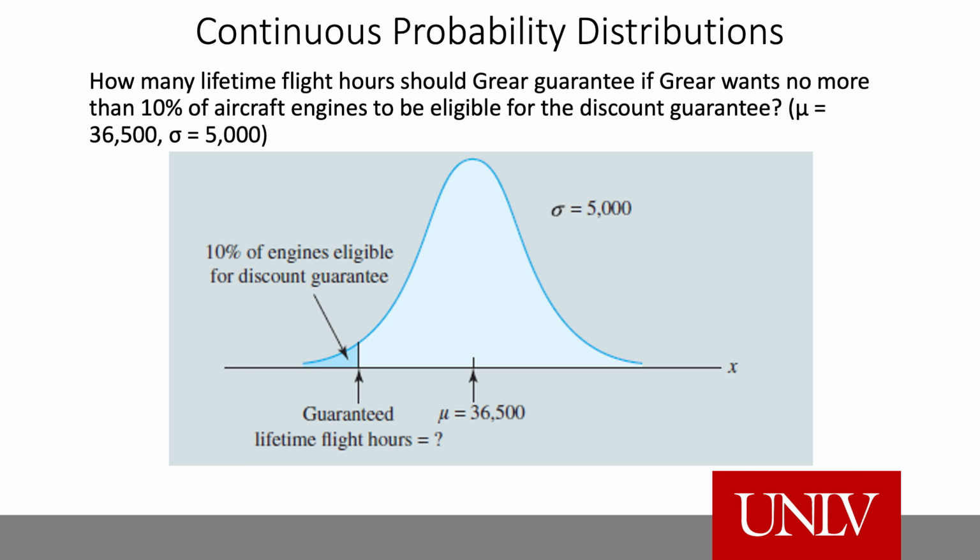And then suppose Grill offers a discount guarantee if an engine fails to meet the lifetime flight hour target. How many flight hours should Grill guarantee so that no more than 10% of the engines qualify for this discount? So this scenario can be visualized graphically in the figure. The area under the curve to the left of the unknown guarantee on lifetime flight hours must be 0.1.